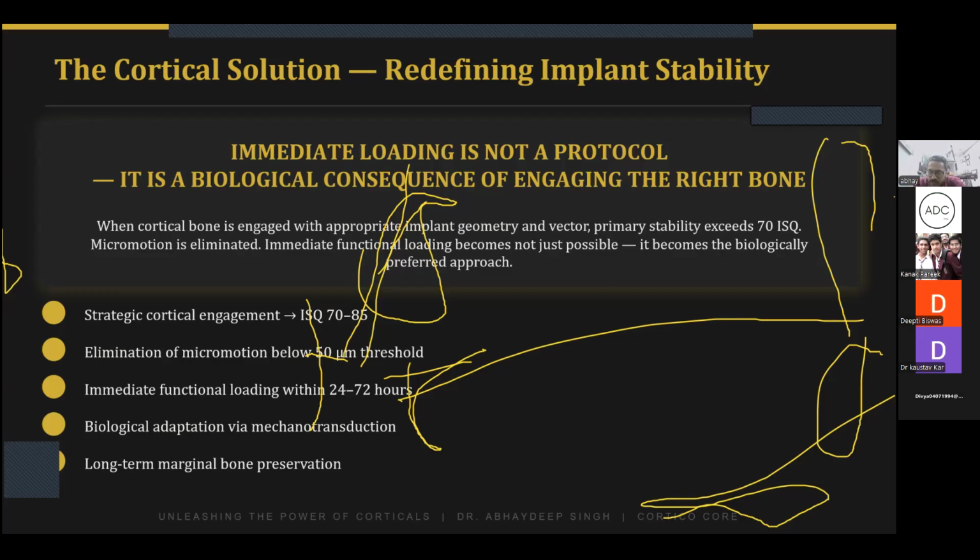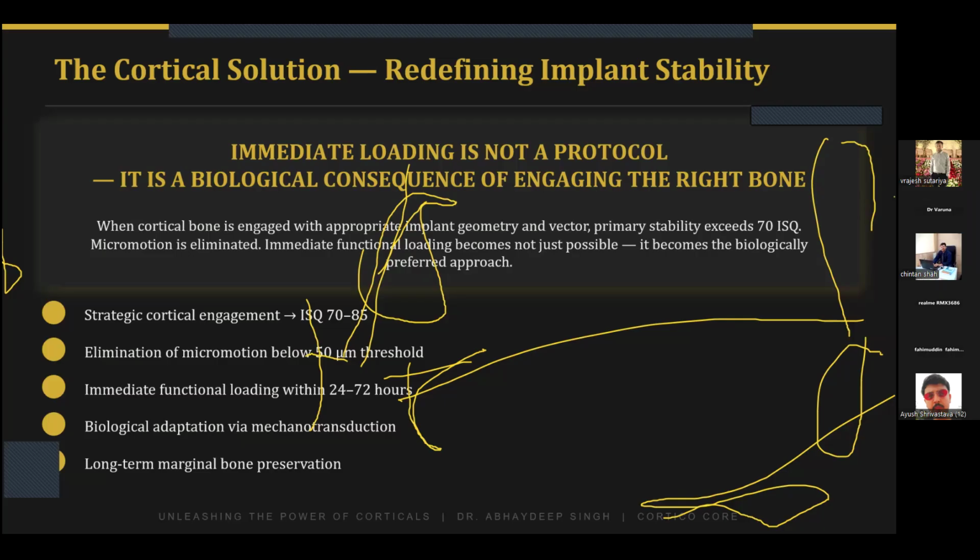The implant stability quotient, that ISQ value, is way beyond the primary stability ISQ in conventional implants, which I told you is lower than 60 in the alveolar bone. With strategic cortical engagement, you get an ISQ value of 70 to 85 and maybe more, right? So it becomes stable bone, which is not going to go away with the functional forces. It is going to stay.